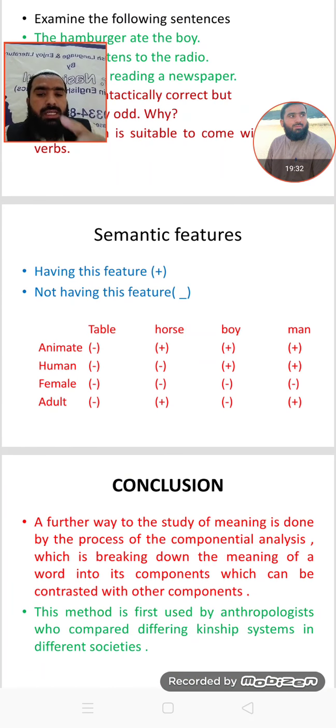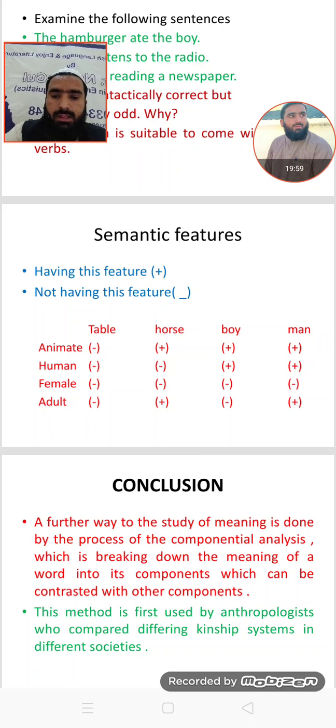Horse, yes, animate, this feature is present in horse. In boy also this feature is present, and in man this feature is present. Human, like in table, the feature of human is absent. In horse also absent, so the mark is minus. And boy, yes, present, and man is also present.